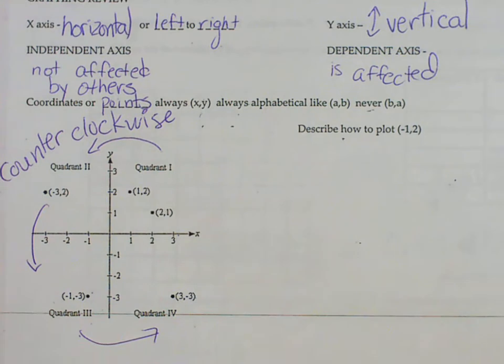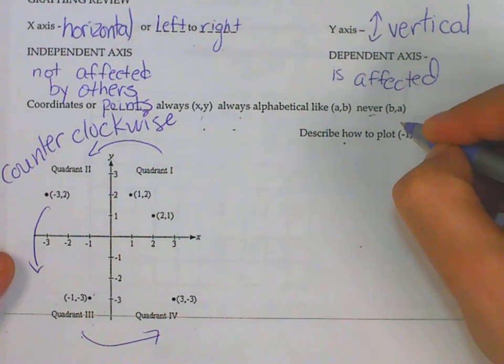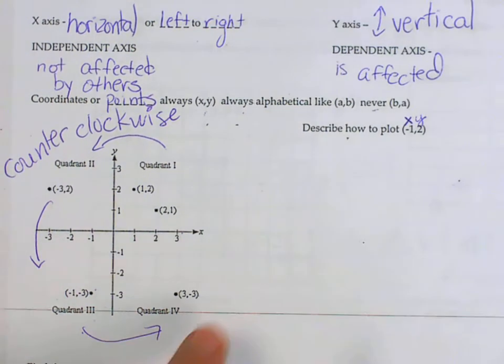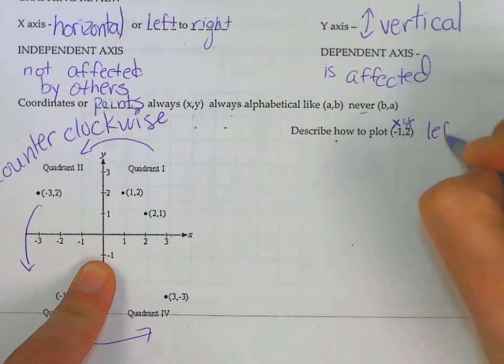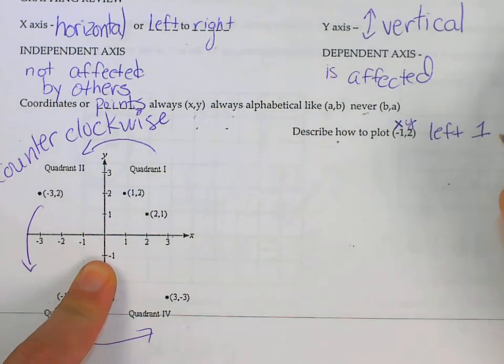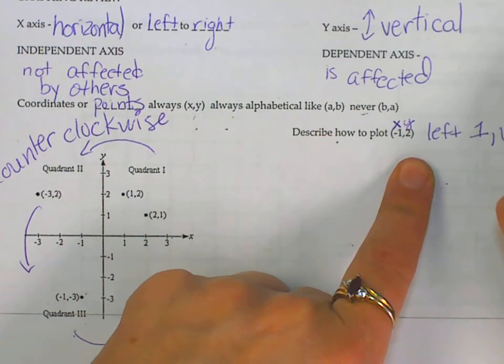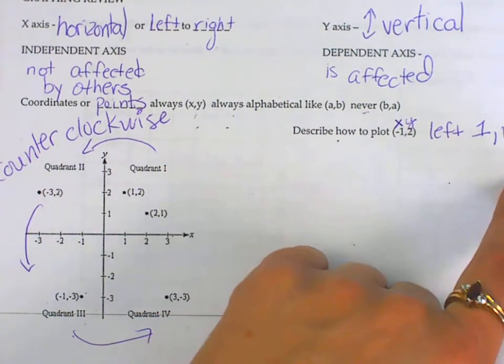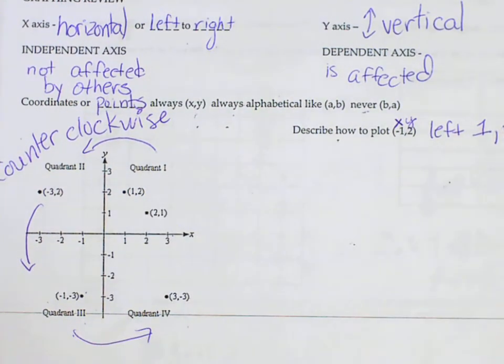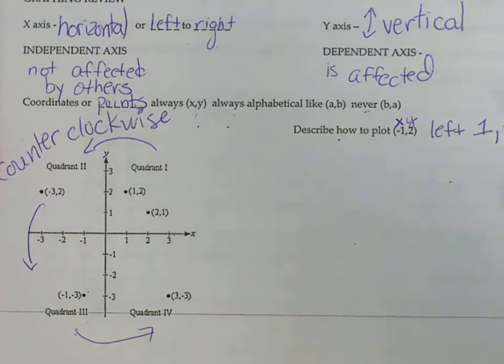Let's describe how to plot negative 1, 2. Now remember, this is alphabetical. X before Y. So on the x-axis, if it's negative, you are going to go left, 1 space, and then this is a positive 2, so you're going to go up 2 spaces, because this is the left to right, this is the up to down. Probably going to get some announcements soon, and I'll have to pause.